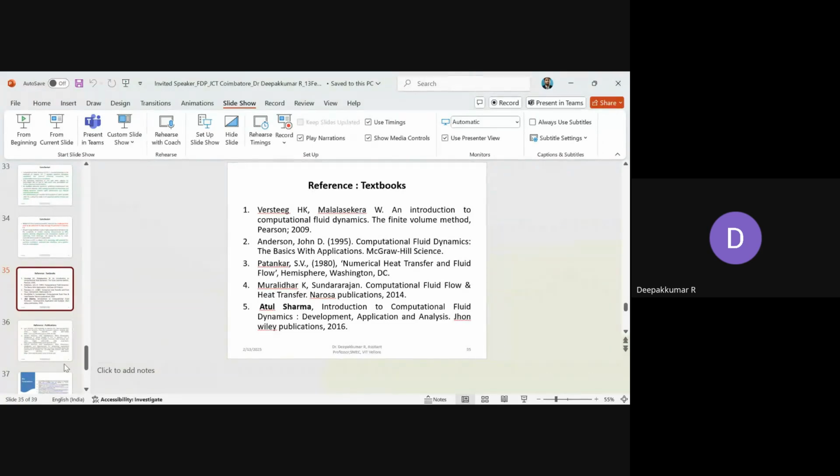And I want to highlight one more textbook by Atul Sharma, published in recent years, 2016. It is a completely physics-based approach, not a mathematical-based approach. Suppose you're feeling you're not good in mathematics, but you want to understand CFD and use the software effectively, you can go with this book. Dr. Atul Sharma is a professor from IIT Bombay. He wrote the book Introduction to Computational Fluid Dynamics: Development, Application and Analysis.